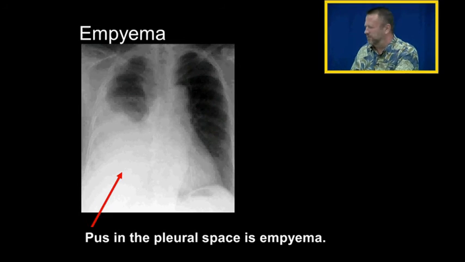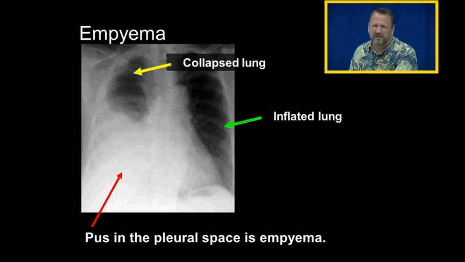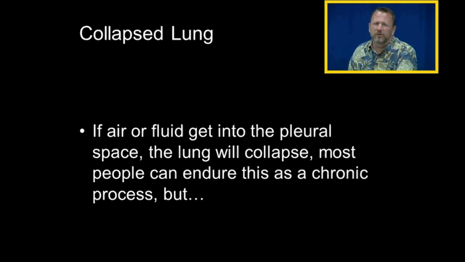And so here's an empyema. It has collapsed the lung on that side. And notice the lung is completely inflated on this side. So if air or fluid get into the pleural space, the lung will collapse. And most of us can endure that as a chronic process over time.